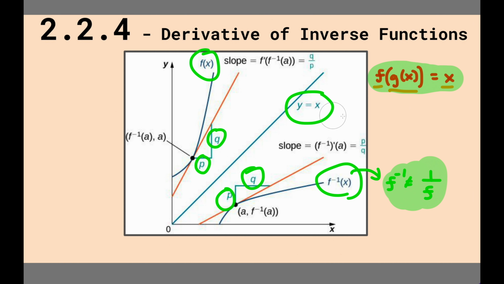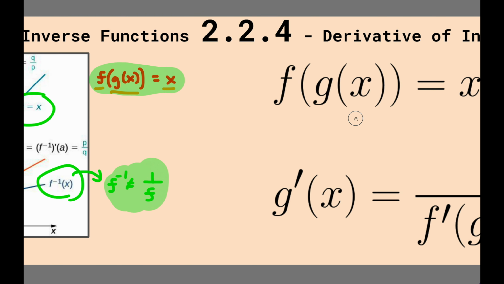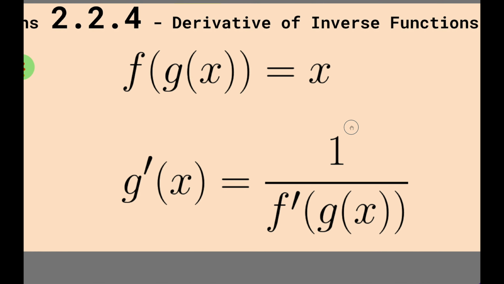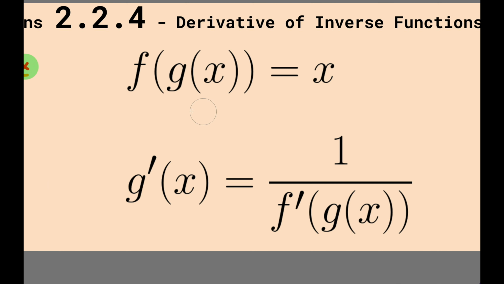Well, here's the formula right here. If you have an inverse function, so f of g of x is equal to x, well, the derivative, which is in this case g, it doesn't matter if it's f or g, f and g are inverses of each other. If you have this right here, g prime of x is equal to this formula at the bottom. Now you might be wondering, where did this come from? Well, it actually came from chain rule.